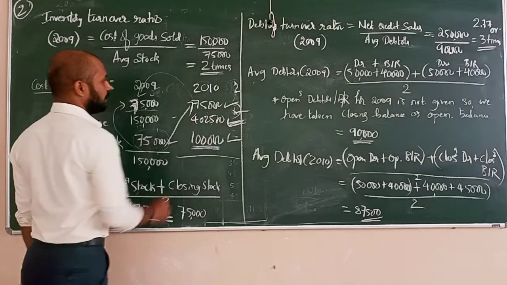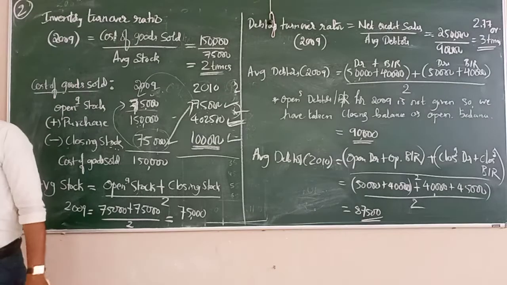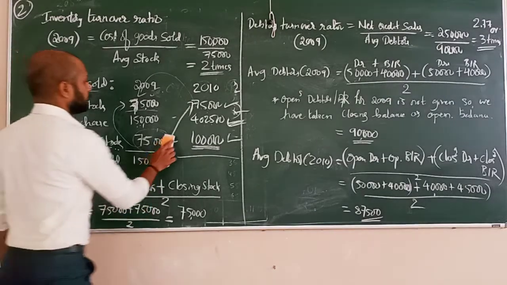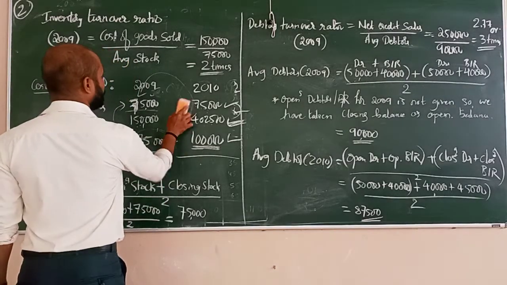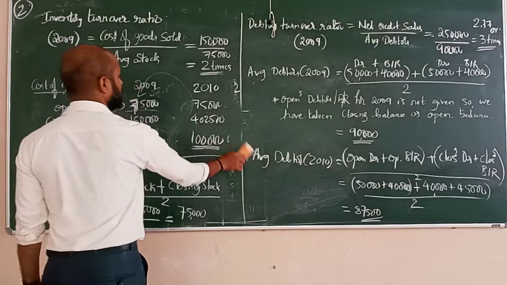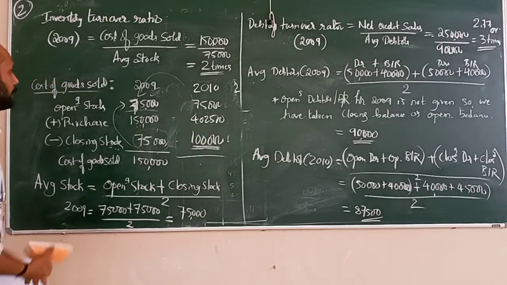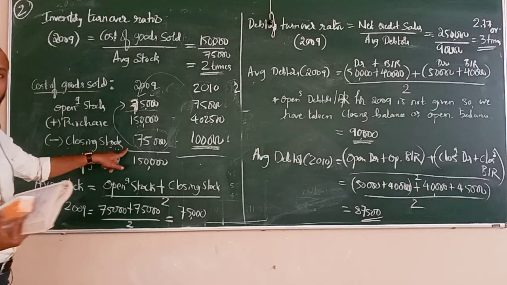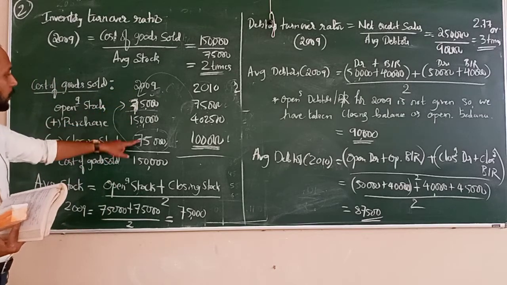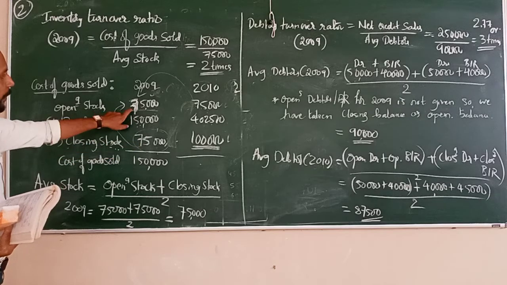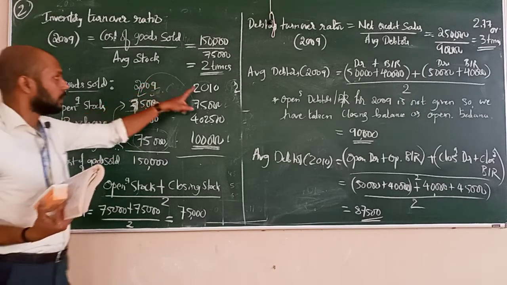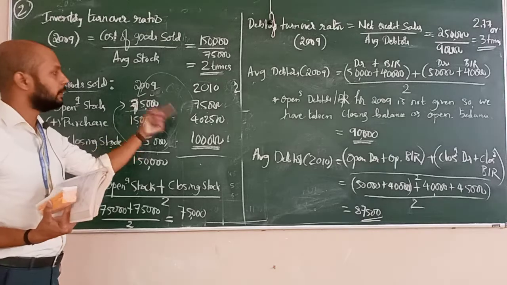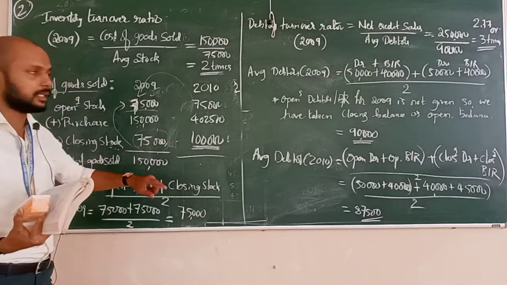This purchase is given under additional information that you need to understand. So we will calculate the cost of goods sold for 2010. Understand: the opening stock for 2009 is not provided in the question, so what do we do? We repeat the 2009 closing balance and consider it as the opening balance. But for 2010, what do we get? We get two: both the opening balance and the closing balance.